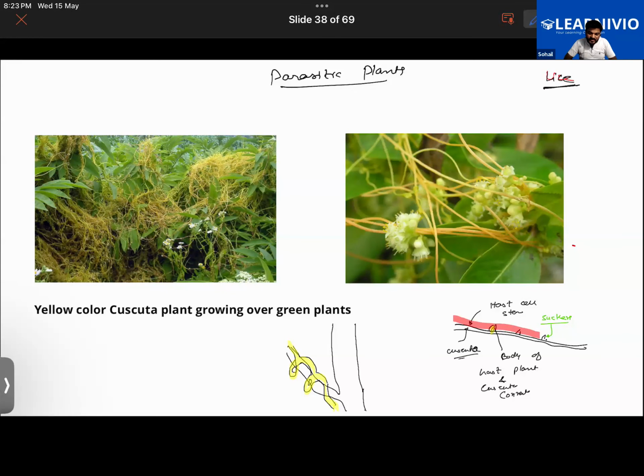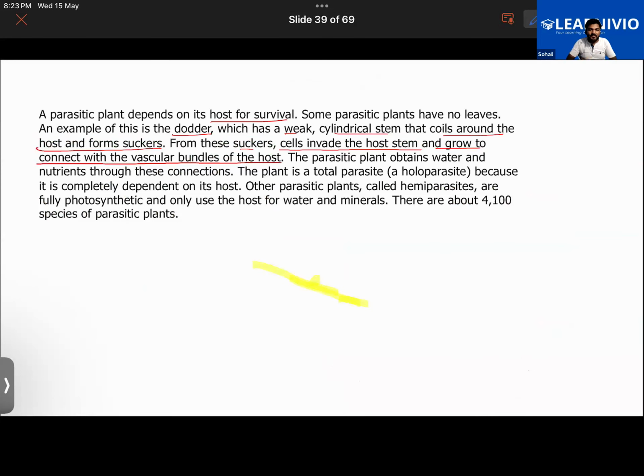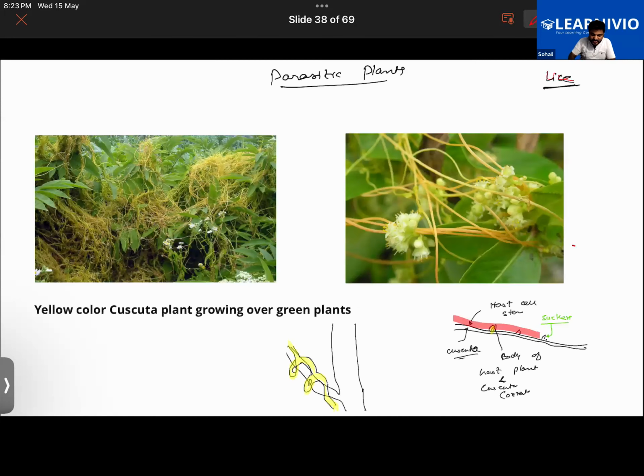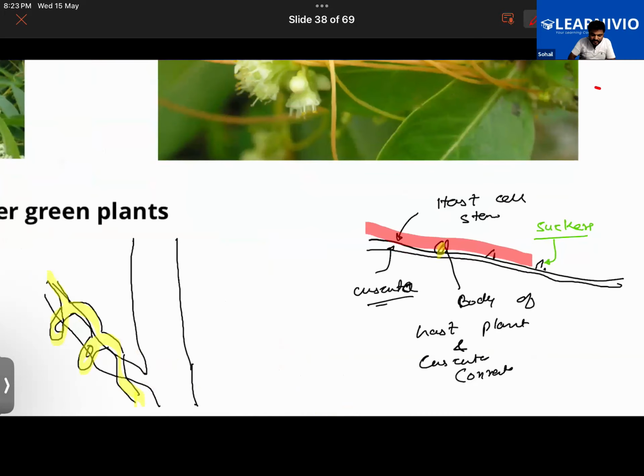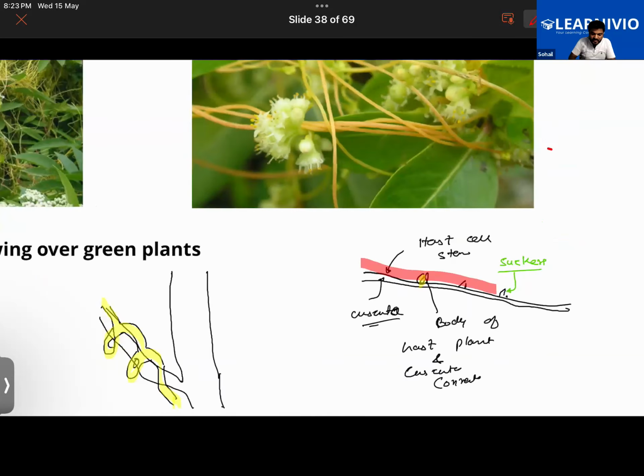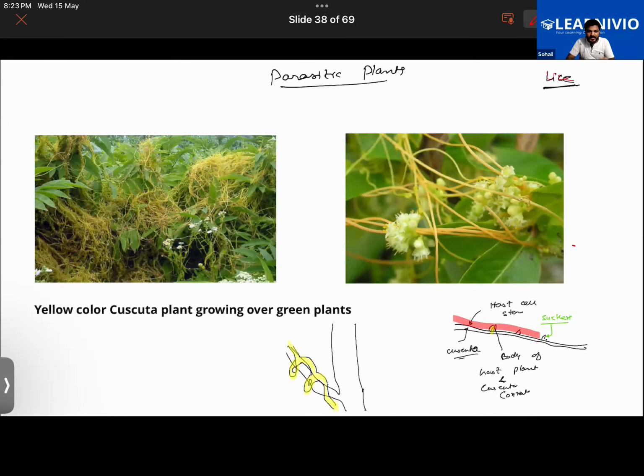So you know what happens? The cells found in these suckers will connect with the xylem and phloem that will be found in the cells of the host plant. From these suckers, cells invade the host system and grow to connect with the vascular bundle of the host. Now they will be obtaining water and nutrients through these connections. So a connection has developed between the two, and through this they will be obtaining the nutrition.